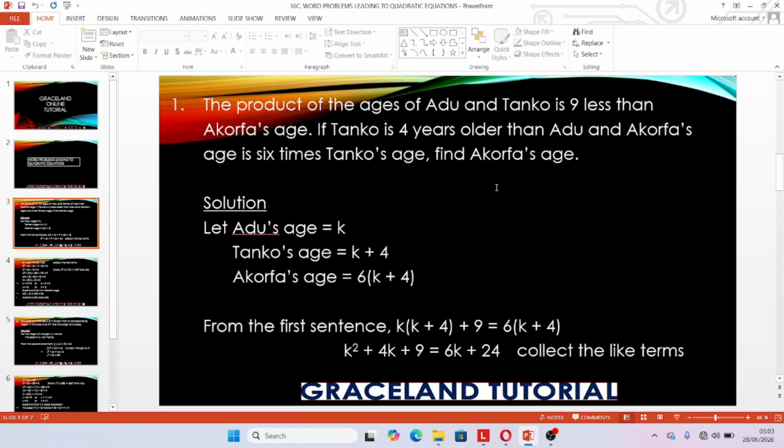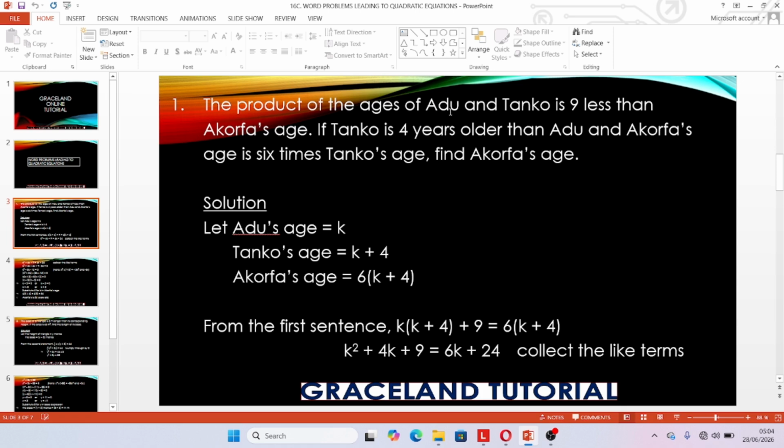From the question, we have some information on Tanko's age, where Tanko is 4 years older than Adu, and also some information about Akofa's age. We were told that Akofa's age is 6 times Tanko's age. But Adu is unknown. We were not given any information about Adu's age. In other words, we start from there.